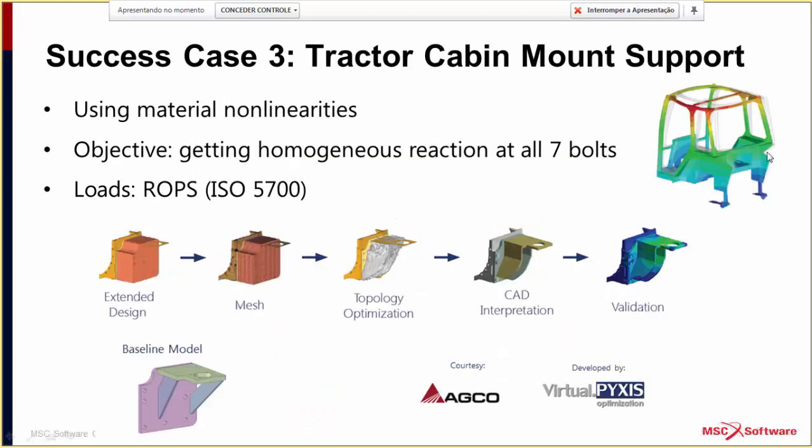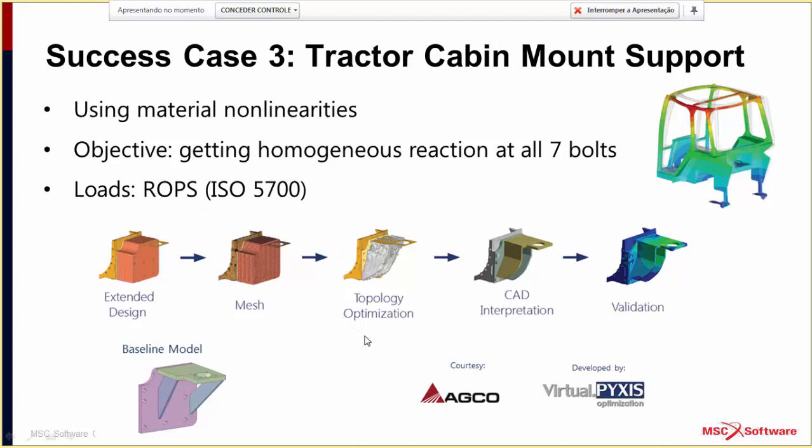This case is very, very interesting, because the objective here was not to get a lightweight design, but to get a homogeneous reaction at all 7 bolts. Over here you can see 7 bolts at the support: 1, 2, 3, 4, 5, 6, 7 bolts, okay? We used material non-linearities here. And the loads came from ROPS, which means rollover protective structure. It's a standard called ISO 3471.